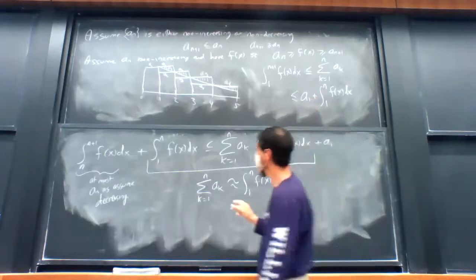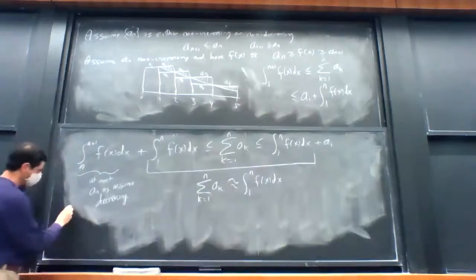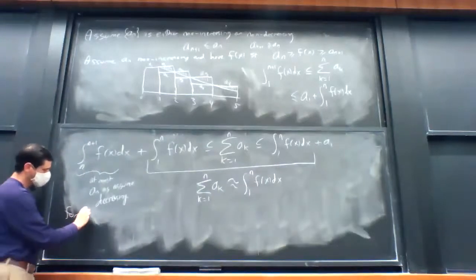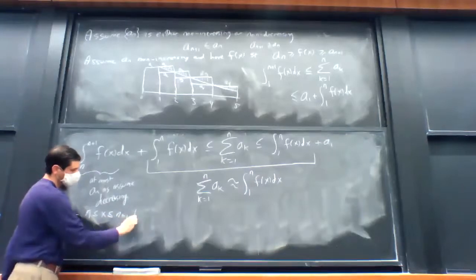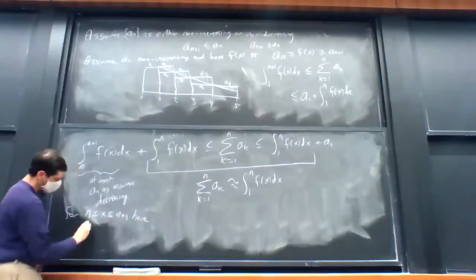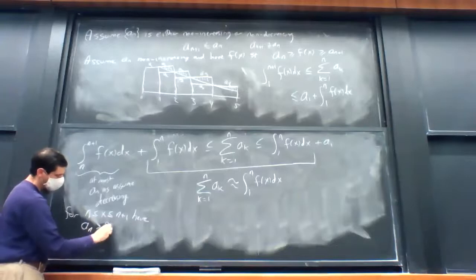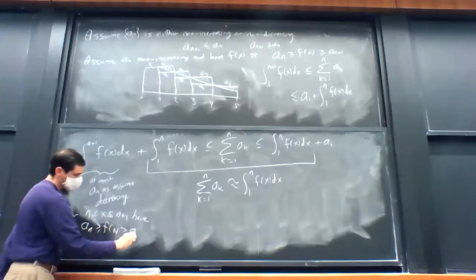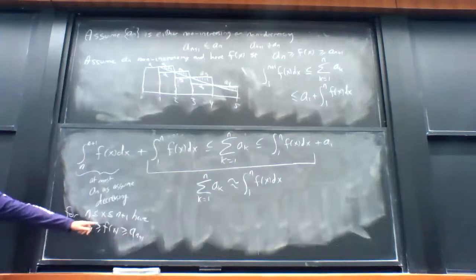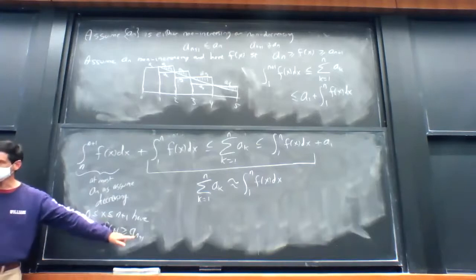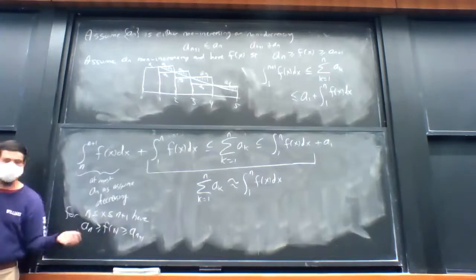And so I'll write this down. For n less than or equal to x less than or equal to n plus 1, we have a_n greater than or equal to f of x greater than or equal to a_{n+1}. So when you take x equals n, it's a_n. When you take x equals n plus 1, it's a_{n+1}. And we're assuming our function is decreasing in that region.